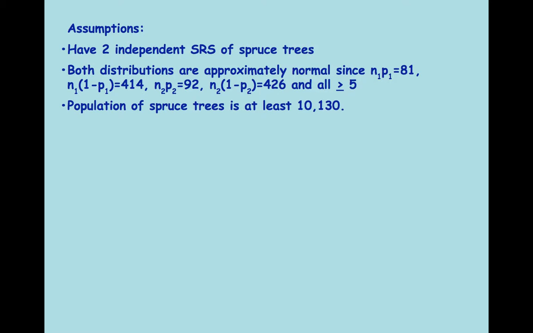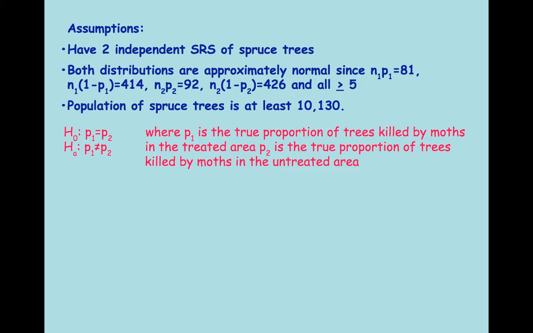Okay. So we check to make sure that we're good to go. We write some hypotheses saying that P1 is equal to P2, where P1 is the true proportion of trees killed by moths in the treated area versus P2 being the true proportion of trees in the untreated area. And we're saying that there's no difference. Spraying them didn't help, meaning the proportion's the same. And our alternate hypothesis is our spraying worked, and so they're not the same.